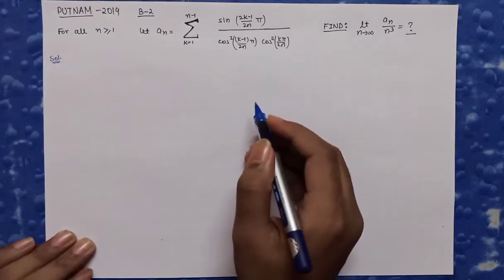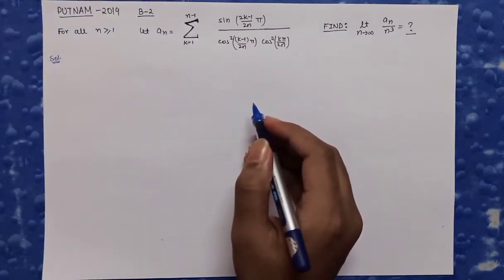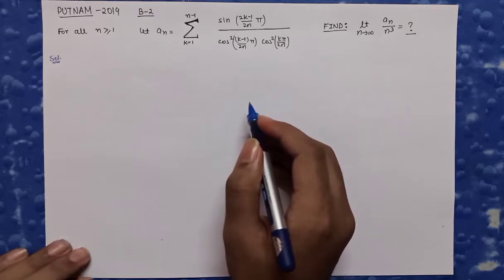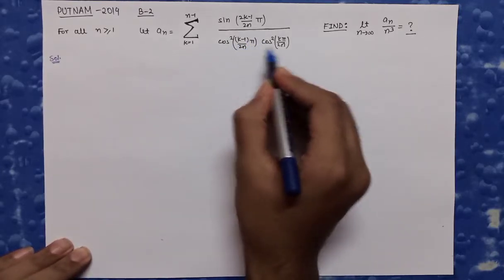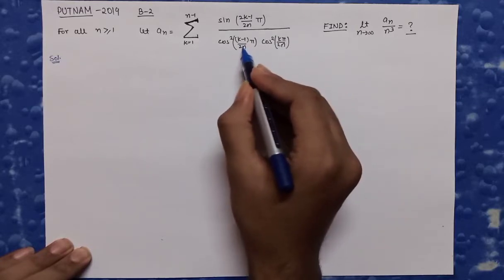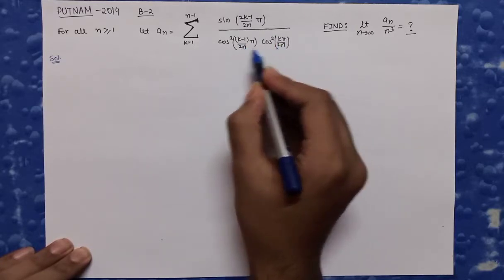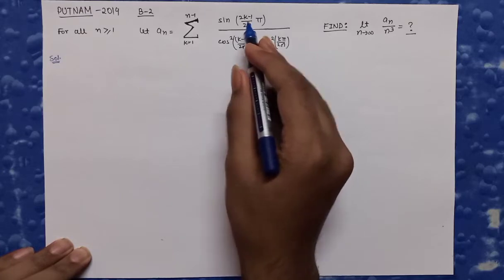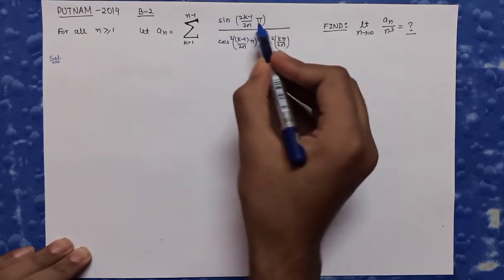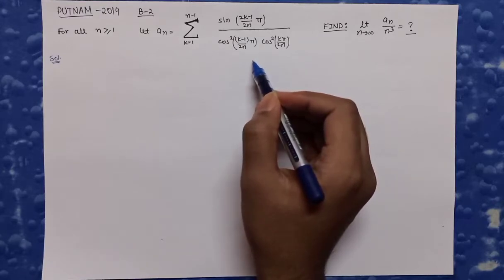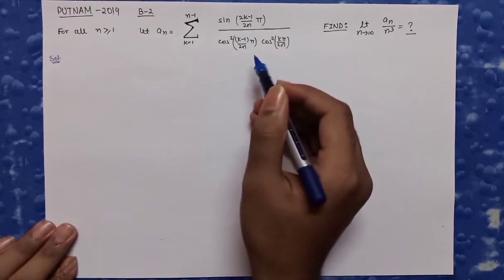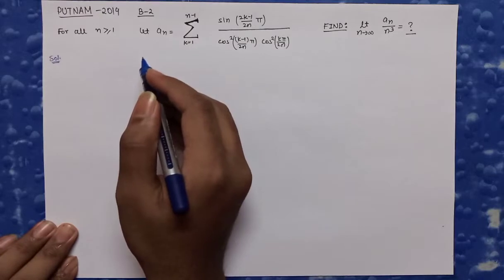First of all, in this question, I am going to make a strategy to solve it. Here, what I observed is, if I add these two angles, (k minus 1) pi by 2n and k pi by 2n, then I will get the angle which is written in the numerator's trigonometric function. So this is the idea I got intuitively, and I am going to show it here.